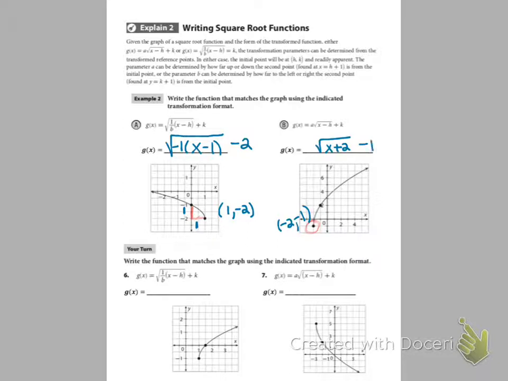And then there's obviously no reflection, but we want to see if there's a vertical stretch or compression. And so I know that for this graph, as I go to the right one, instead of going up 1, which I normally do, I'm going up 1, 2, 3. And that indicates to me that there must be a stretch of factor 3 vertically. So that would give me 3 out in front, 3 square root of x plus 2 minus 1. And I could always put it in my graphing calculator and compare that to the original function square root of x and see that, in fact, there is that stretch of factor 3 vertically, a slide 2 units left and 1 unit down.